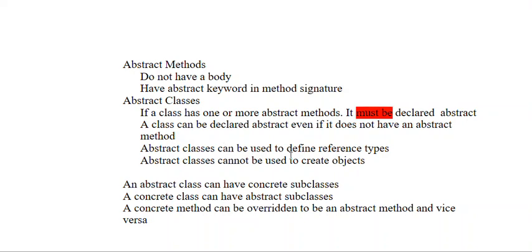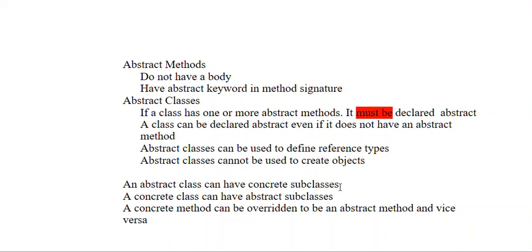Abstract classes can be used to define a reference type, because when we define the reference type, we are only agreeing on the method signatures, and that can be done even with an abstract method. But abstract classes cannot be used to create objects. When we create an object, we not only check the method signatures, we also look for the functionality of the method. And in abstract classes, we do not have the functionality in abstract methods. So you cannot create objects from them.